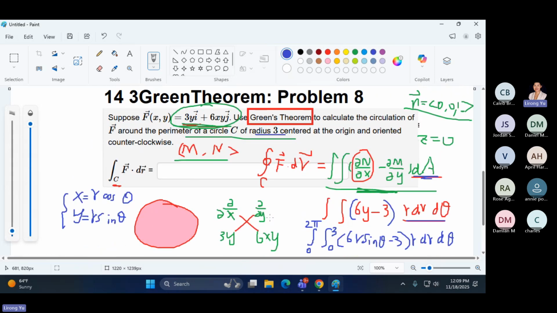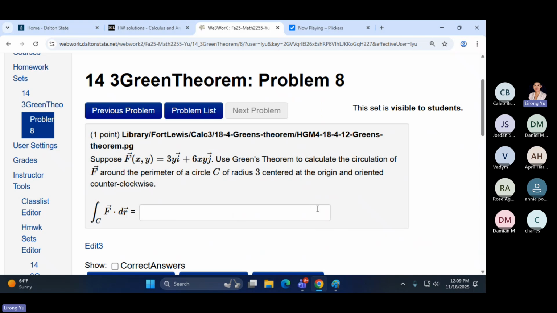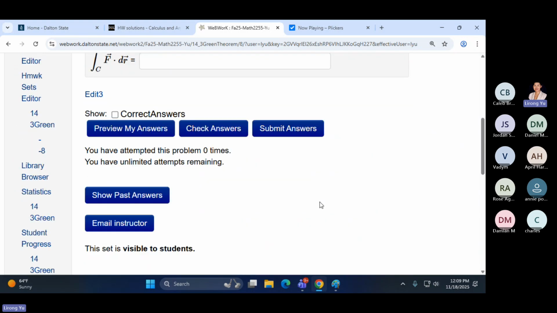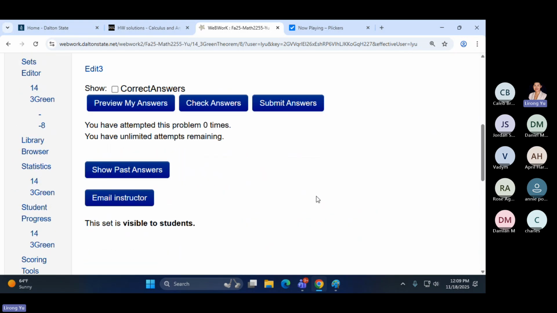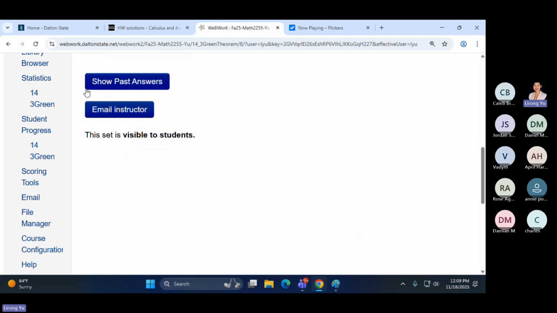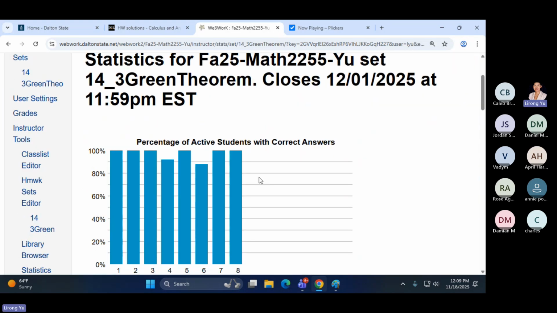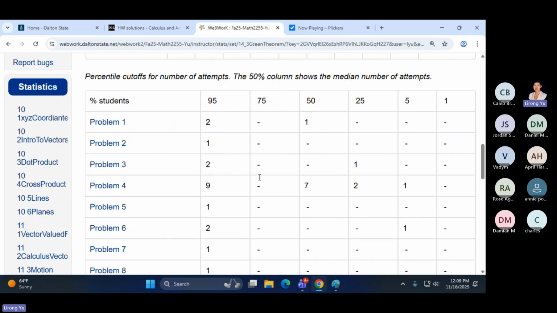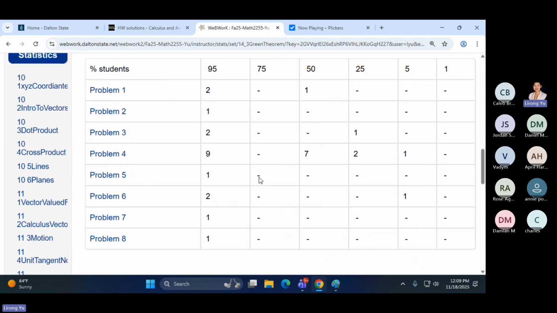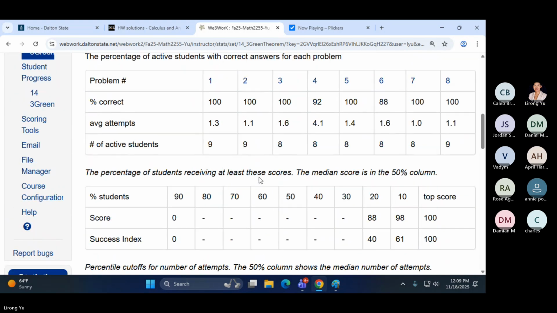I don't know if you were finished with 14.3 yet. I'll look up how much we've done. We can look at the statistics, but I don't want to show individual students' answers, just the percentage.